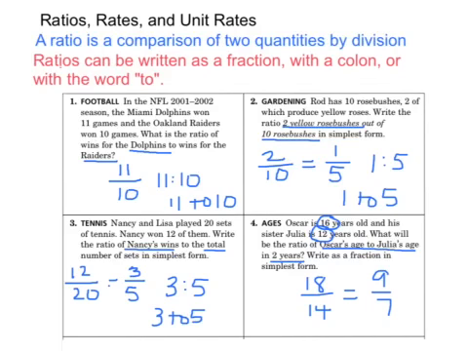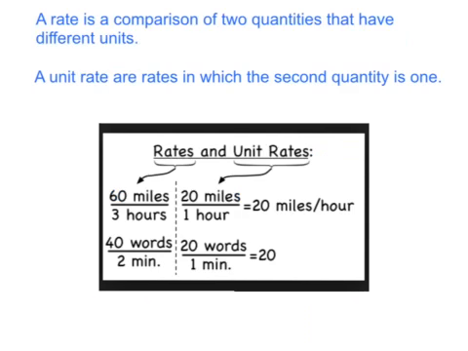Let's now look at unit rates. All right, let's first start talking about what a rate is. A rate is a comparison of two quantities that have different units. A rate and a ratio are very, very similar. The difference between the two is that a ratio can be comparing anything. Shapes, it can compare money, it can compare time. Where a rate is going to compare two quantities that have two totally different units, like money and time.